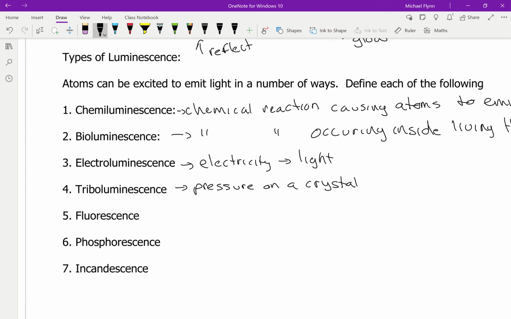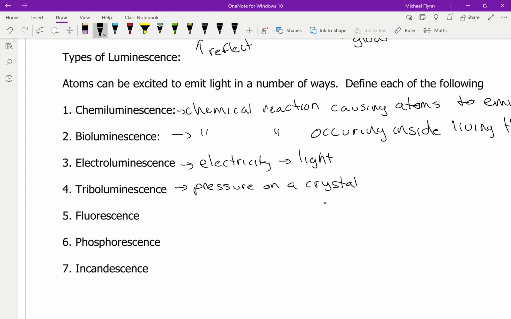Triboluminescence, if you put pressure on a crystal. So certain crystals, when you squeeze them, they glow. Like if you chew on a wintergreen Lifesaver, and if you do it in pitch dark, just as you're biting into the crystal, there's a little flash of light. It's really hard to see it. But yeah, that's called triboluminescence.